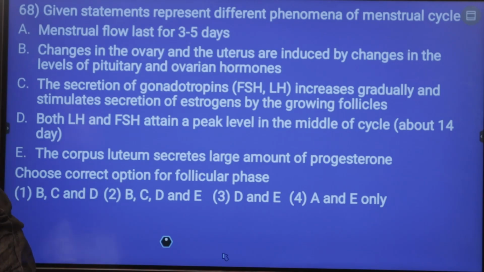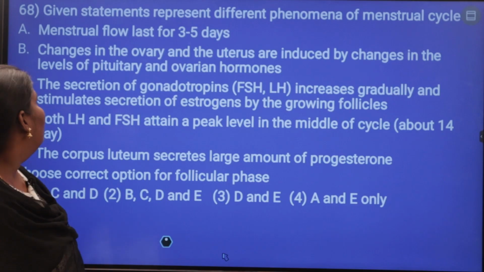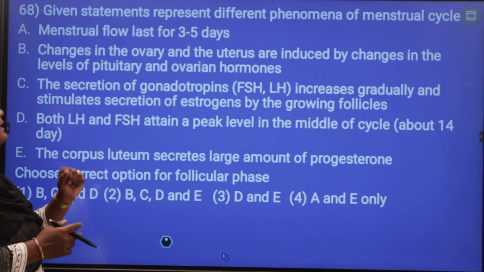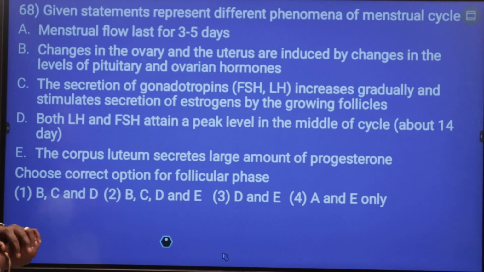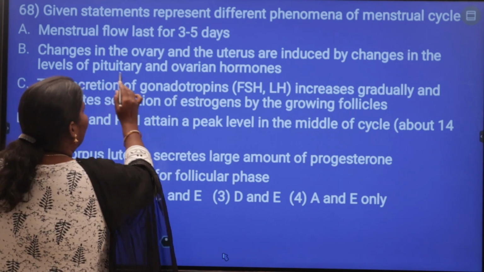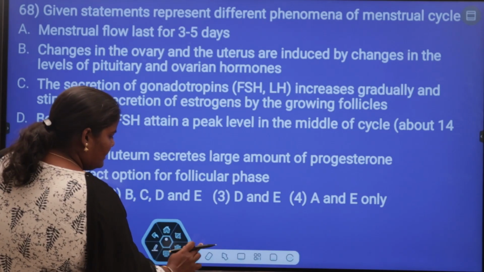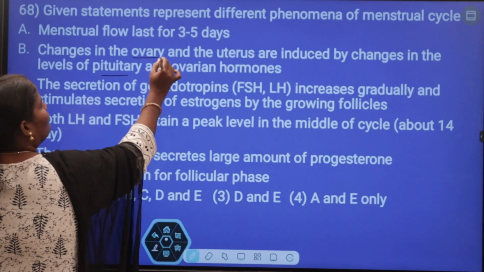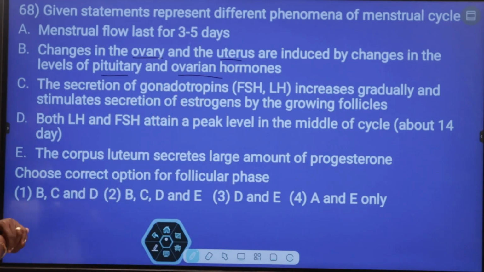Next, 68. Regarding the menstrual cycle, 12th syllabus, human reproduction. There are a few statements. Menstrual flow lasts for 3 to 5 days. The first statement is right. Next one, changes in the ovary and the uterus are induced by the changes in the level of pituitary and ovarian hormones. Yes, again the statement is true. Based on the pituitary FSH and LH hormones, the ovary is triggered, and as well as the ovarian hormones, the uterus is also triggered.